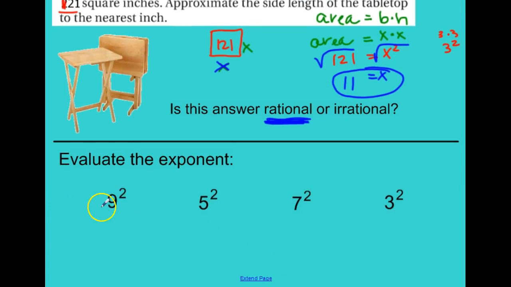A couple review problems down here. 9 squared, or 9 times 9, is really 81. 5 squared, or 5 times 5, is 25. 7 squared, 7 times 7, is 49. And last, 3 squared, 3 times 3, is 9.